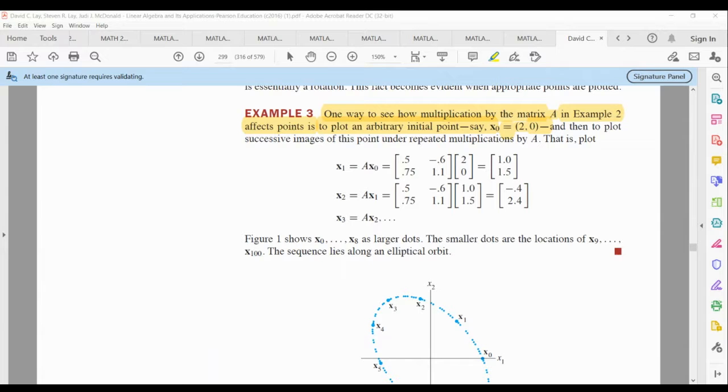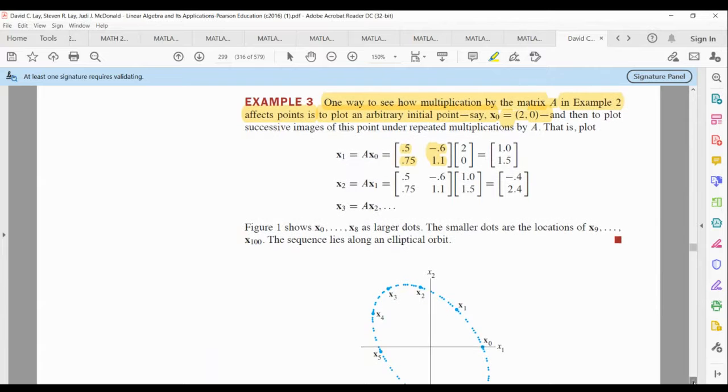One way to see how multiplication by the matrix A from the second example affects points is to take some initial point and then plot successive images of the point under repeated multiplications by the transformation matrix A. In example 2, the matrix A had entries 0.5, negative 0.6, 7.5, and 1.1. You multiply that by the vector 2, 0, as you can see in the picture below.